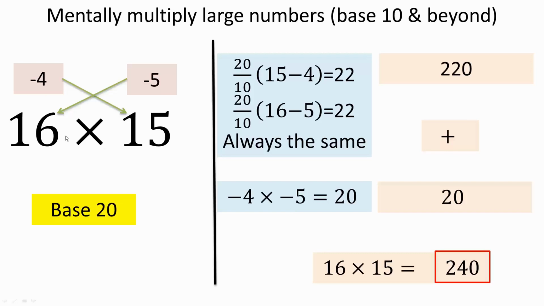Let's do another one. 16 times 15. How much bigger, how much less is 16 compared to 20? Negative 4. How much bigger, how much less is 15 compared to 20? Negative 5. So we say 15 minus 4, we get 11. 11 times 20 over 10, which is 22. 22 times 10 is 220. Negative 4 times negative 5 is 20. 220 plus 20 is 240.